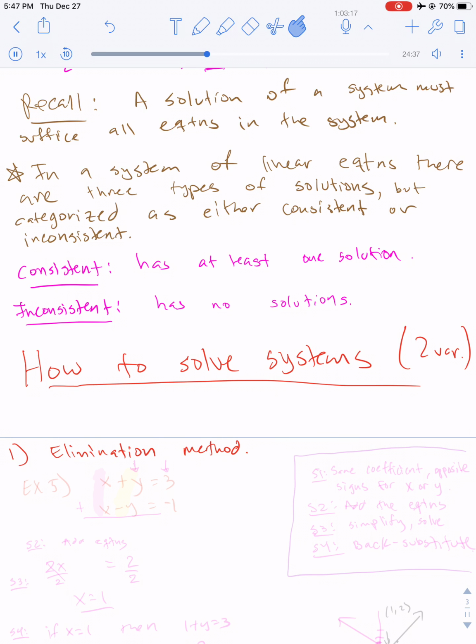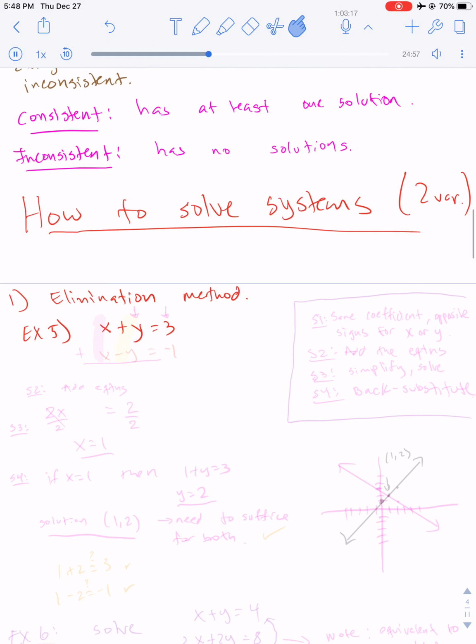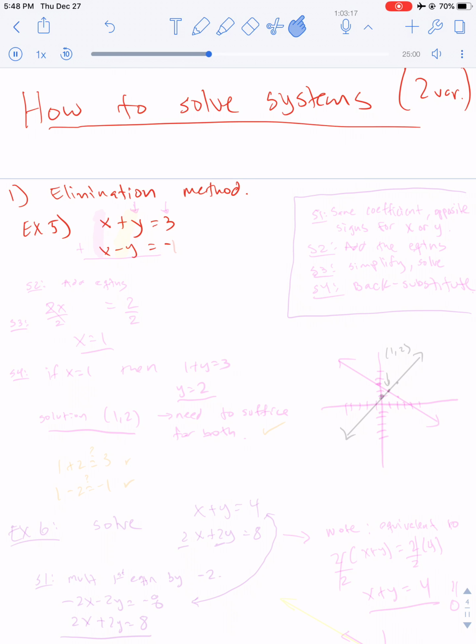This is example 5, correct? Yep, example 5. This elimination method is where you multiply onto one equation, add it to the other, and use that new equation to solve for the system. So in example 5, we're going to have x plus y equals 3 and x minus y equals -1.